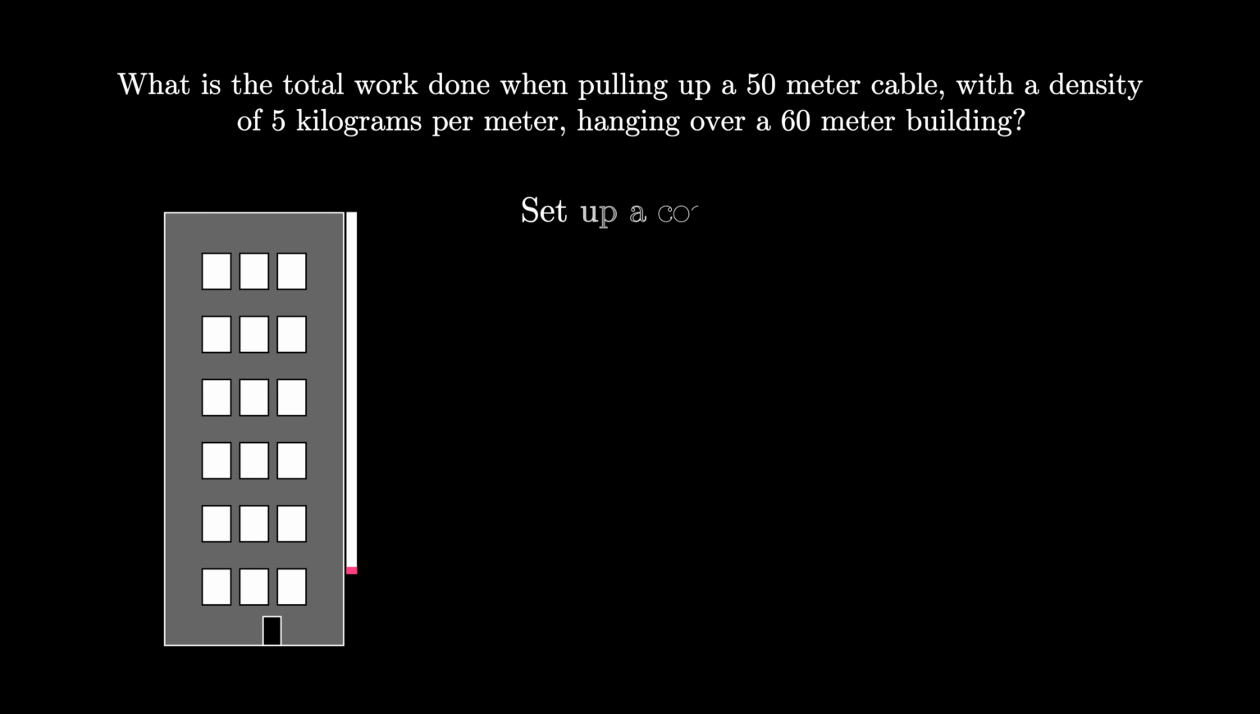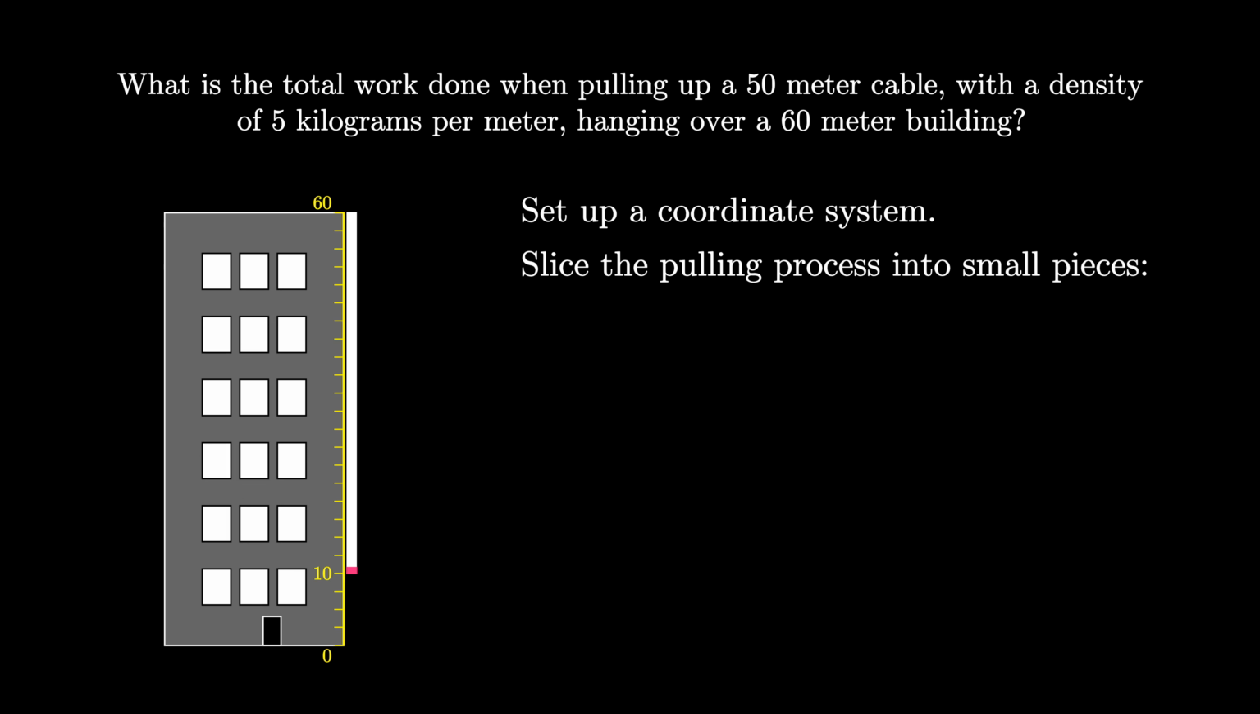Once again, we set up a coordinate system. Just to be a little different this time, let's place 0 on the y-axis at the bottom of the building, so that the top of the building is at the y-coordinate 60 and the bottom of the cable is at y equals 10. Now slice the pulling process into small pieces.